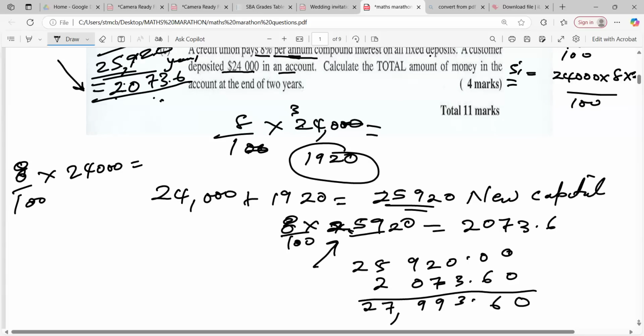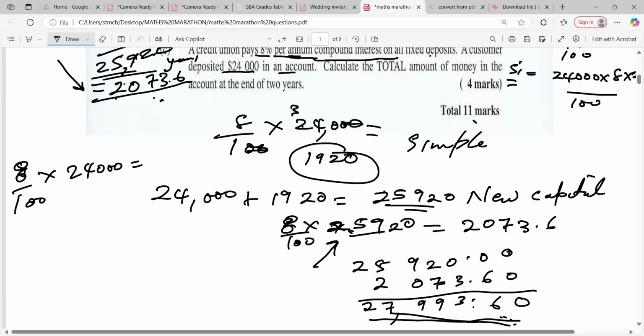But remember, it's a compound interest. It's not simple interest. So that's the difference. That's why I don't need to work it out like what would have been done in a simple interest. No, you can work it out either way, the simple interest way or the compound interest way. You should get the same total, so it doesn't matter which way you did it.